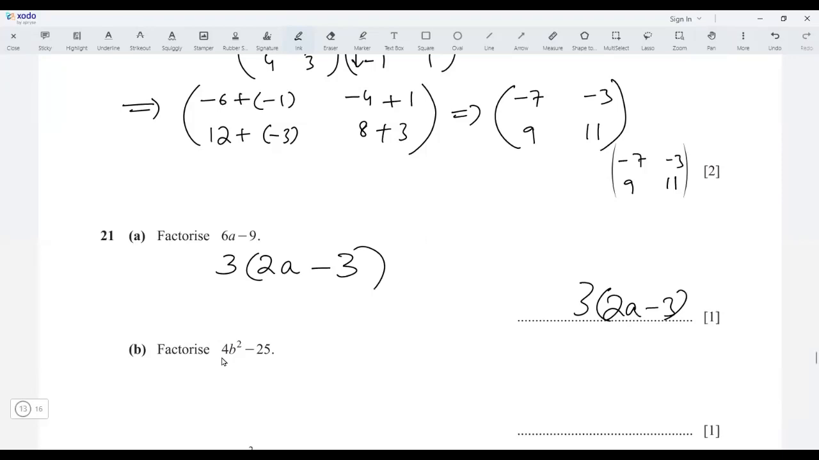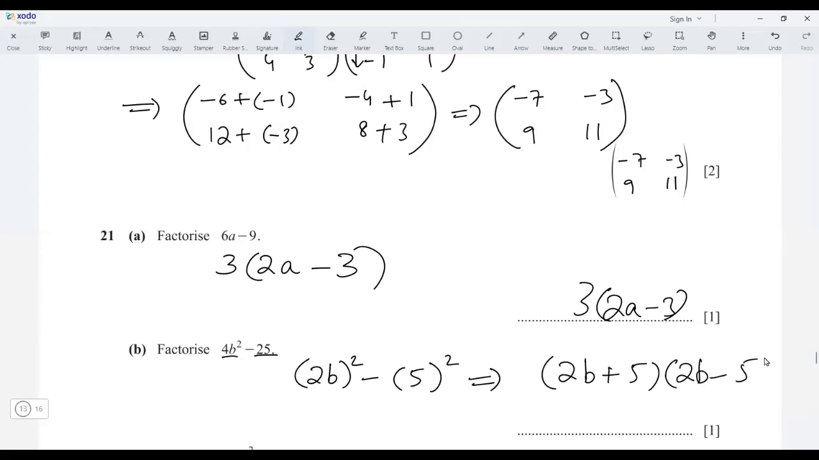For the next question, we have a complete square. This is also a complete square. In between, there is a negative sign between the squares. You have to apply the third identity. So 4b squared is the square of 2b, and 25 is the square of 5. So a squared minus b squared will be (a plus b) times (a minus b). We have to write this at the final spot, and then we are moving towards the next part. This is simple factorization.